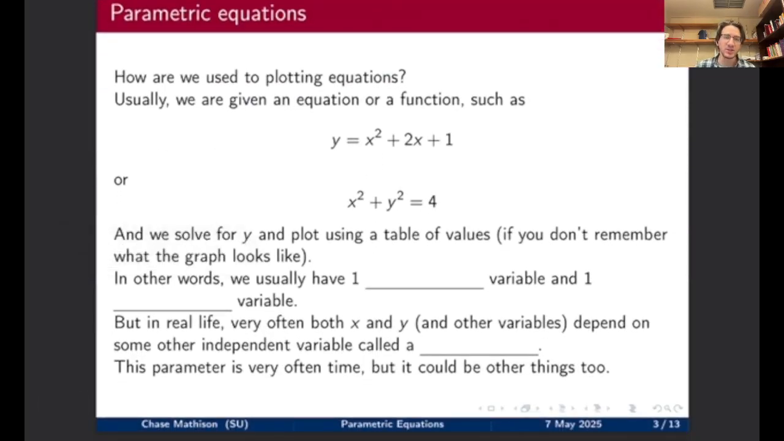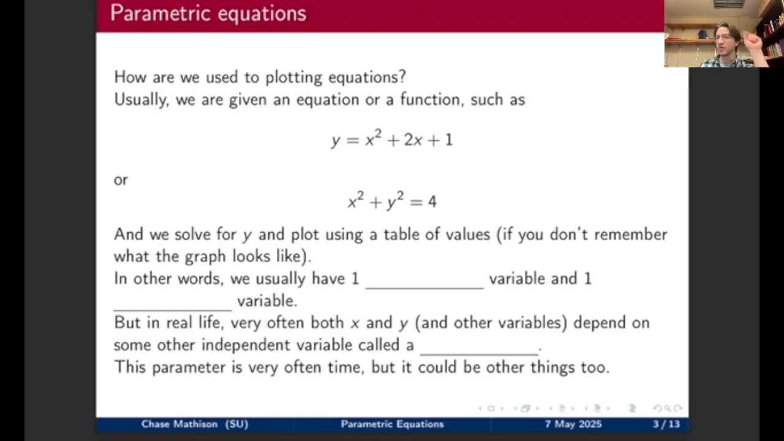So parametric equations are used in practice all the time. We are used to plotting equations of the form like y equals x squared plus 2x plus 1. That's a parabola opening up, centered at x equals -1. Or x squared plus y squared equals 4, you're able to recognize these things now because you've practiced with them so much as parabolas and circles.